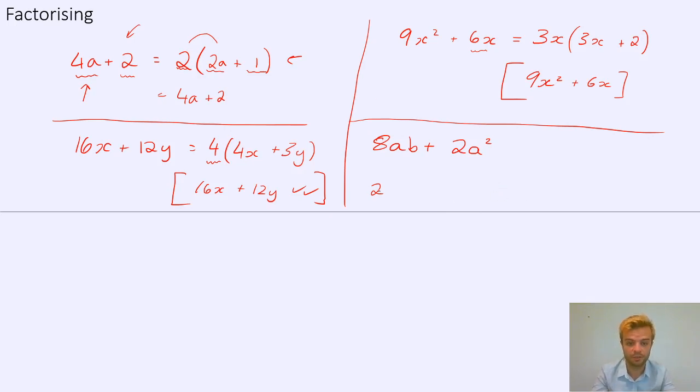As well as having 2 in common, they also have a in common. So it should have been 2a that goes outside the bracket. And now we can factorise fully. I multiply the 2 by 4 to get the 8, and I have to multiply the a by b to get ab. So 2a times 4b gives 8ab. And I multiply the 2a by a to get 2a squared.